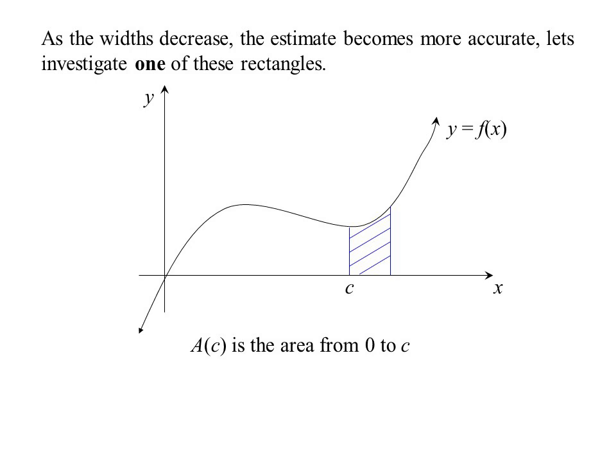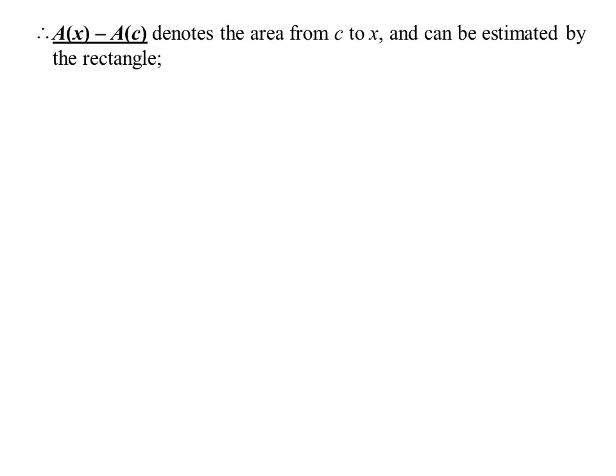So that's the idea. And so I've defined it to be area, and when I substitute C in, I'll get the area from 0 to C. And if I substitute in X, I'll get the area from 0 to X. So the exact area would be the difference between those two. And we want to make that width as small as possible. Okay, so area X minus area C, that is the area that we want.